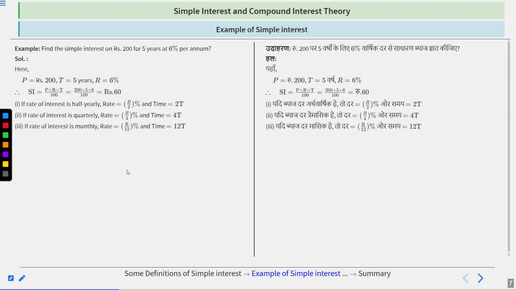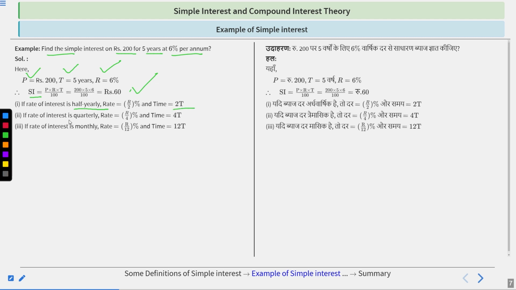Let's see an example. Find the simple interest on 200 rupees for 5 years at 6% per annum. We know the principal, the time and the rate of interest. The simple interest formula is PRT upon 100, so just put the values: 200 multiplied by 5 multiplied by 6 upon 100, which becomes 60 rupees. Now if the rate of interest is half-yearly, we put the rate of interest as R by 2 and the time as 2 times.